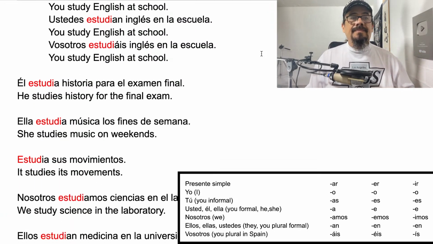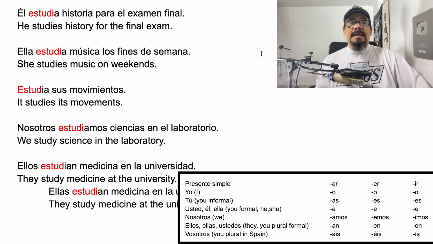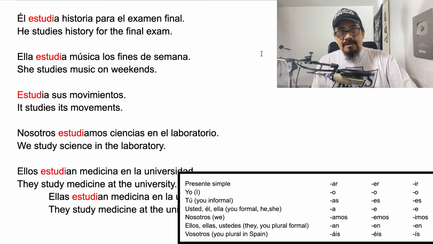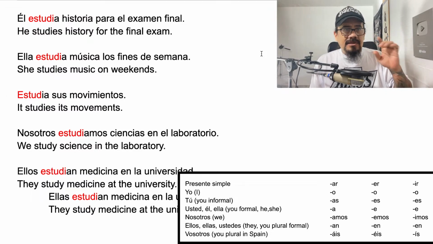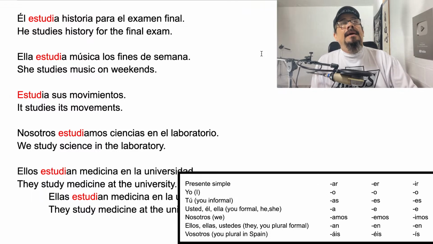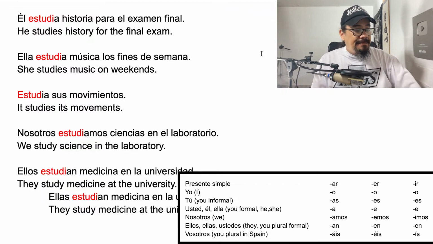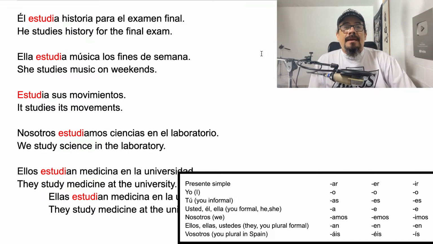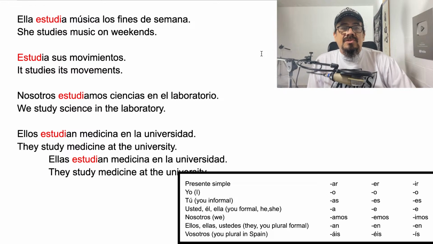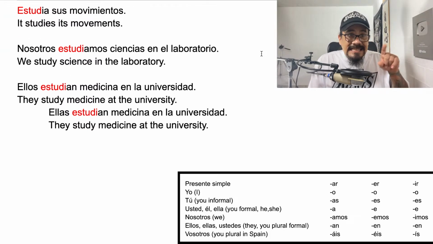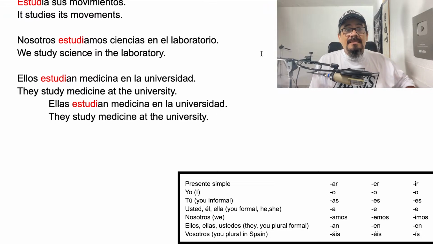Plural, Spain. Él estudia historia para el examen final. He studies history for the final exam. Él estudia. Ella estudia. Same conjugation. Él, ella, usted, same conjugation, as you can see in the table. That's basically the table. Ella estudia música los fines de semana. She studies music on weekends. Estudia sus movimientos. It studies its movements.